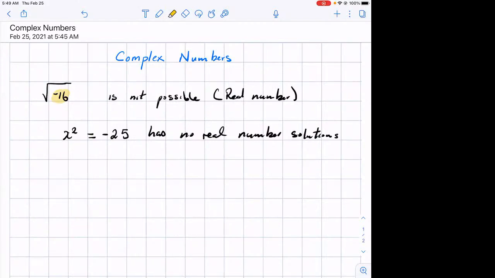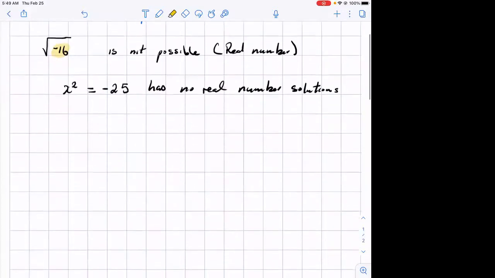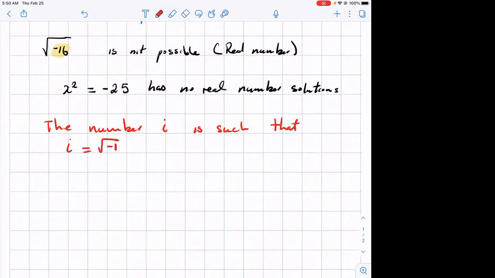Now the number i, letter i, lowercase, is such that i is equal to the square root of negative 1. i is equal to the square root of negative 1. And this allows us to work with square roots of negatives.